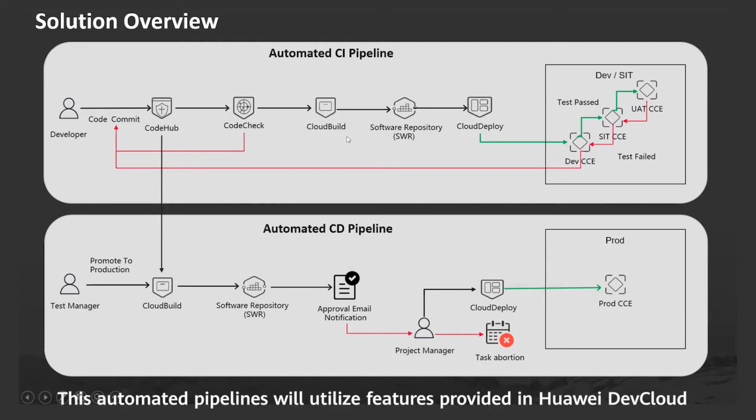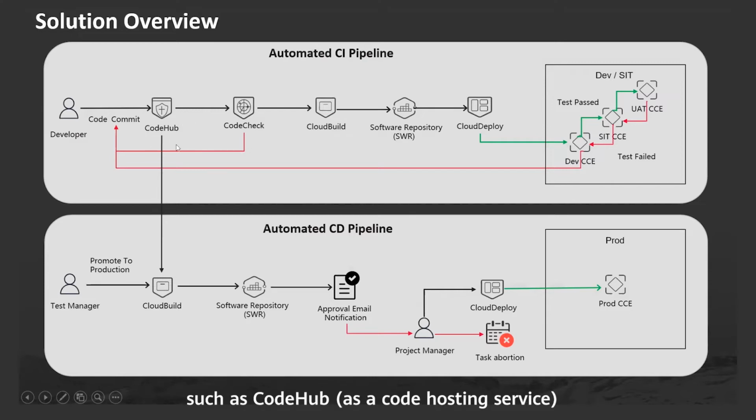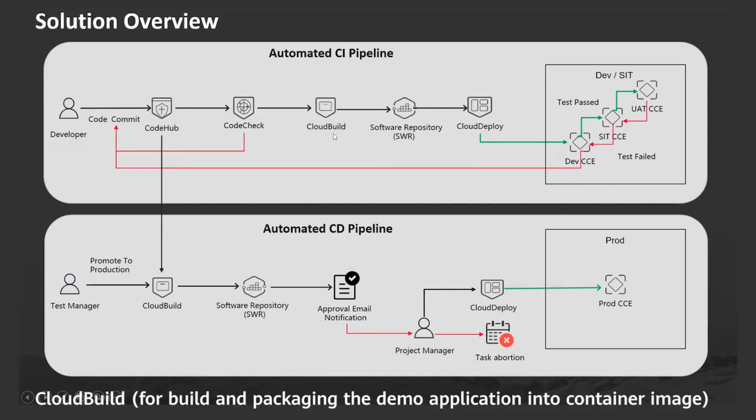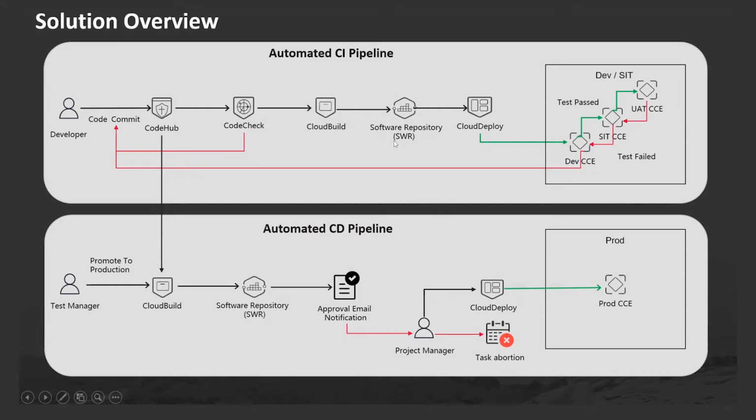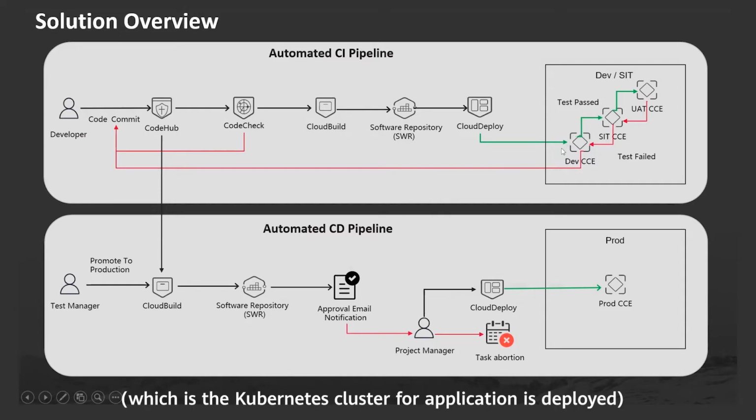These automated pipelines will utilize the features provided in Huawei DevCloud, such as the Code Hub as a code hosting service, the Cloud Builds for building and packaging the demo application into container image, and Cloud Deploy for deployment to Huawei CCE, which then integrates with Huawei Cloud Native services such as Software Repository for Container (SWR) to host the container images built from Cloud Builds, and the Cloud Container Engine (CCE), which is the Kubernetes cluster for applications that deploy.